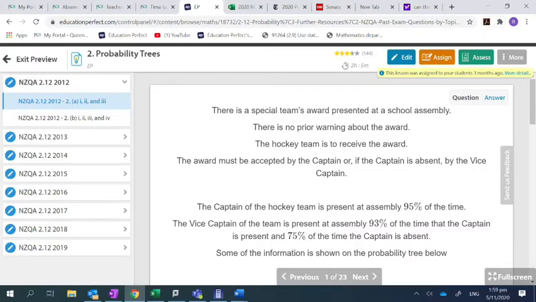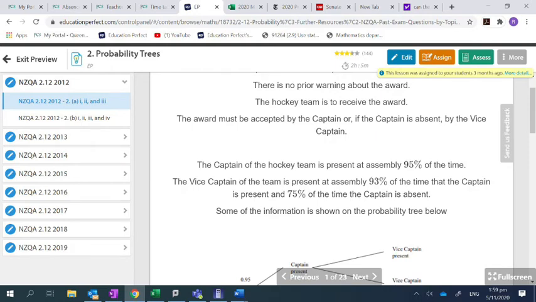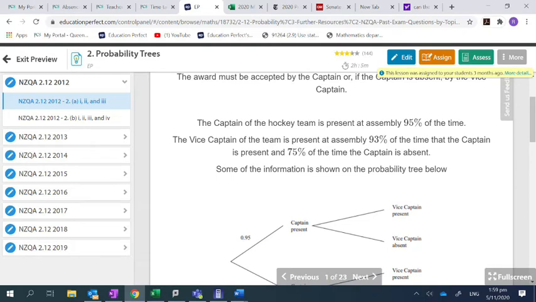So, there's a special teams award presentation at the school assembly. There's no prior warning about the award, but the hockey team is to receive the award. The award must be accepted by the captain, or if the captain is absent, by the vice captain. The captain is present at the assembly 95% of the time. Okay? So, the vice captain is present at the assembly 93% of the time that the captain is present, and 75% of the time if the captain is absent. Okay? Some of the information is shown on the tree below.